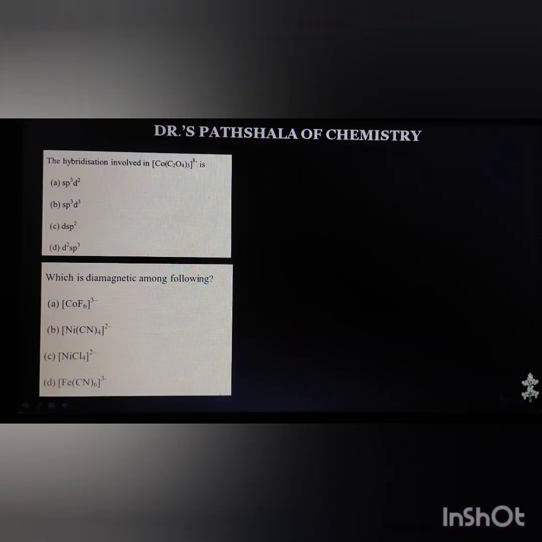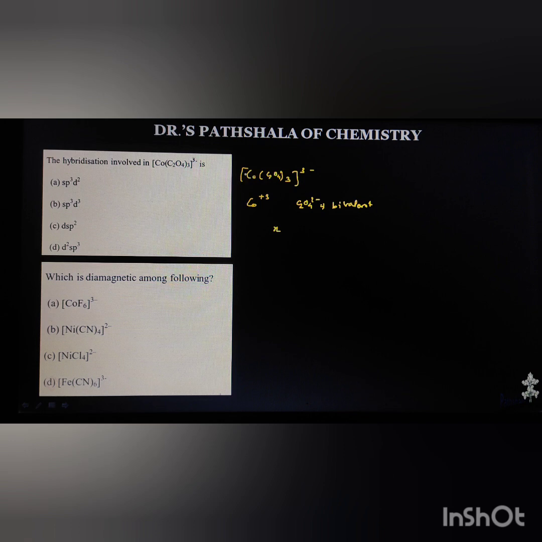Today I am going to discuss some important questions from coordination chemistry from the inorganic side. Now, the first question is: the hybridization involved in [Co(C2O4)3] 3 minus. In this complex, cobalt is in the +3 oxidation state because C2O4 2 minus has a charge of 2, so X is bivalent.